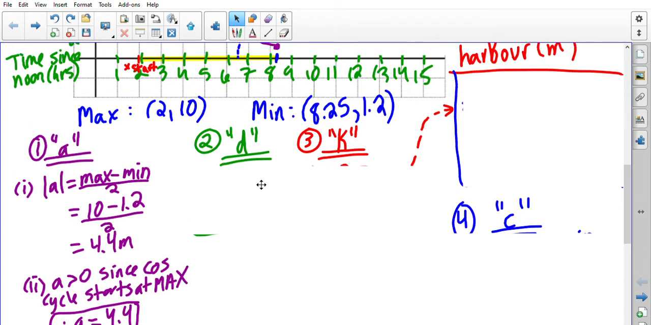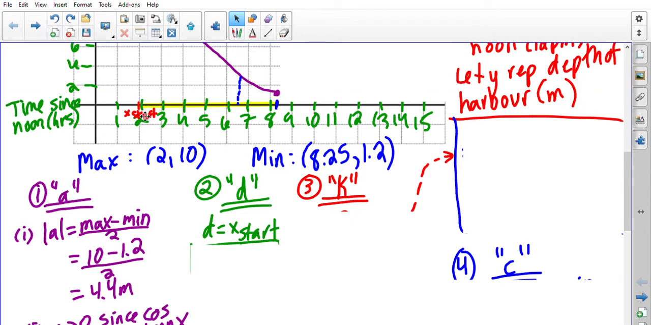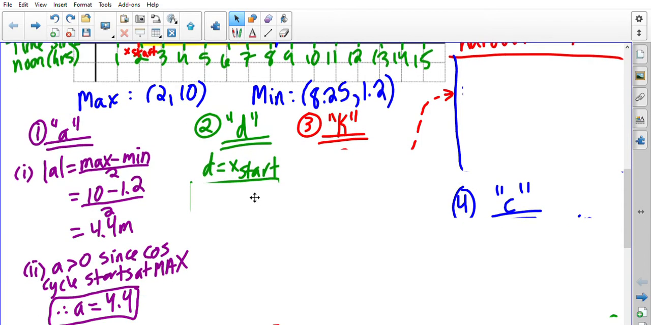All right, the D value. The D value always tells us the x-coordinate of the start of the function, and we just went over that here. The start of the cycle is at 2. So D equals 2 hours.